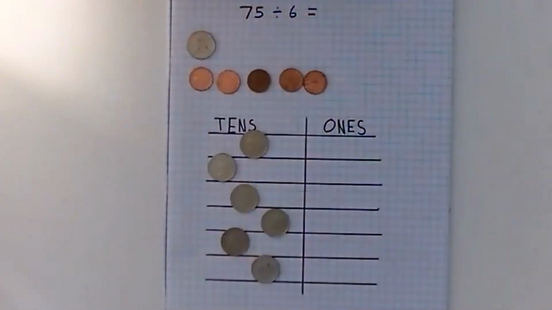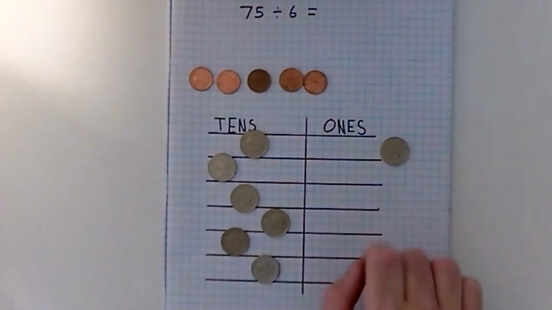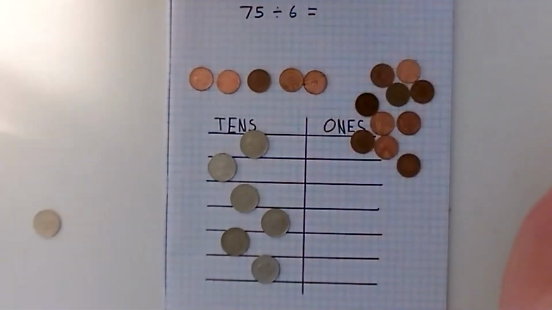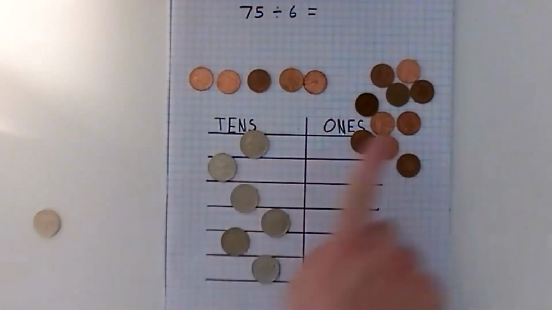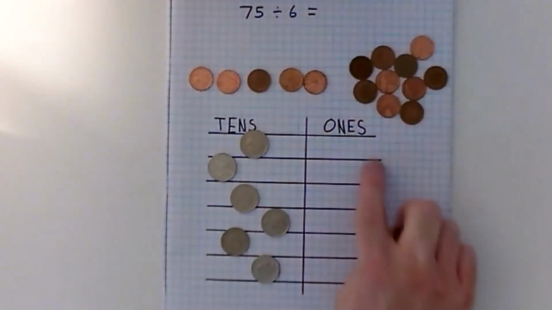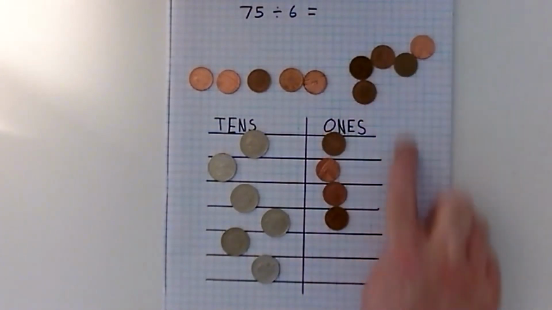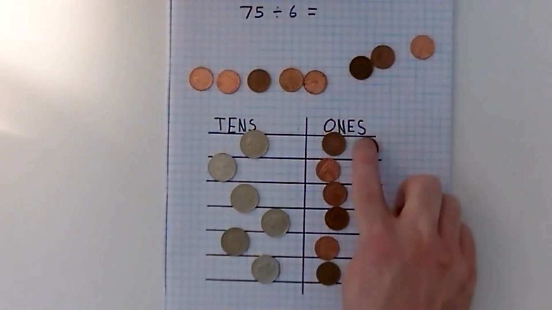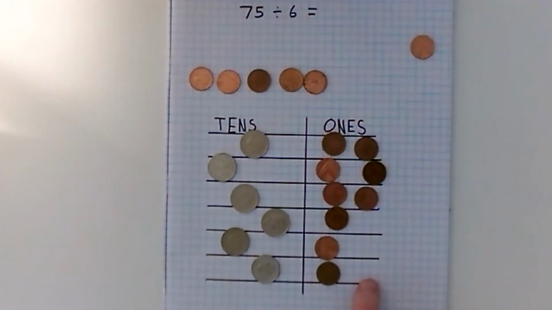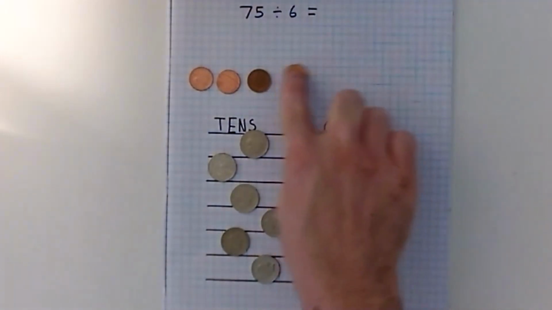Okay, I've got a 10 left over. So I need to exchange that for 10 ones. So let's see if we can get it to work again this time. There we go. I've exchanged my 10 into 10 ones. Now I can go back and I can carry on as we did yesterday. So I can take one of my ones and put it into each row as we go. So I'm going to keep going until I either finish down here with no coins left, or I don't have enough.